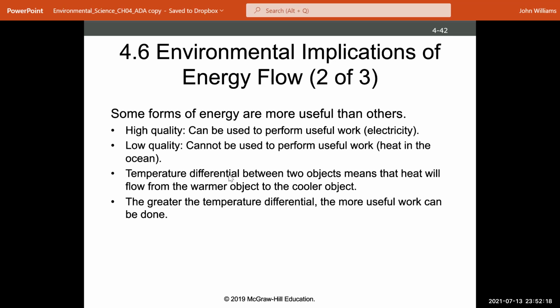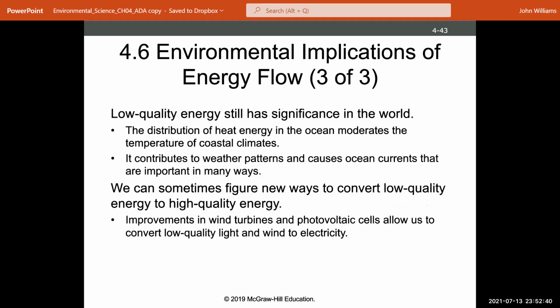And there's a temperature difference between two objects, meaning that again, heat will flow from a warmer object to the cooler object, right? And so the greater the temperature differential, the more heat is going to transfer, so the more useful work can be done. And now just because something is classified as a low quality energy doesn't mean it's not significant.